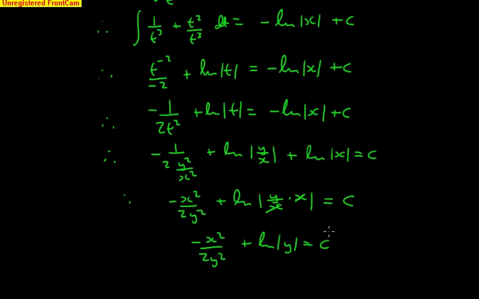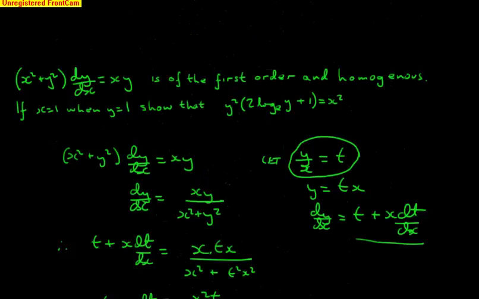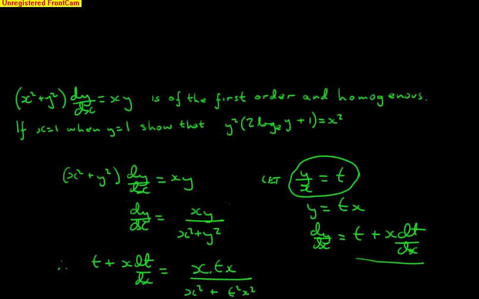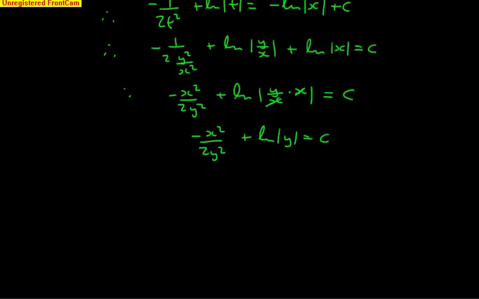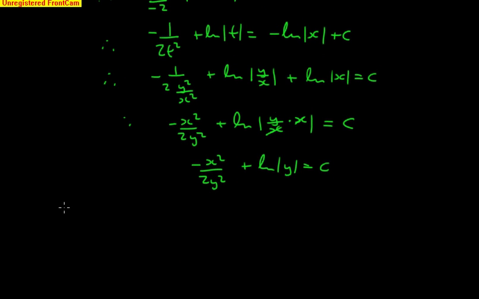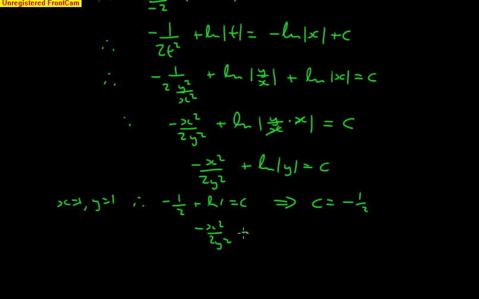Right, now to find the constant, we put in the number that we were given. When x equals 1, y equals 1. So we put in x is 1 and y is 1. I'm going to get negative 1 over 2 plus ln 1, that's going to be 0. And that means that c equals negative a half. So we have that negative x squared over 2y squared plus ln mod y equals negative a half.